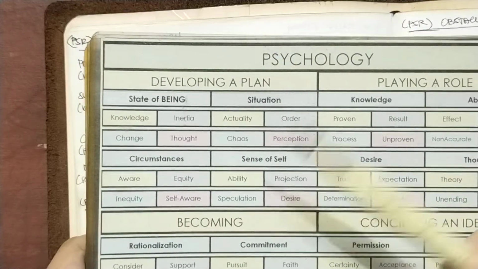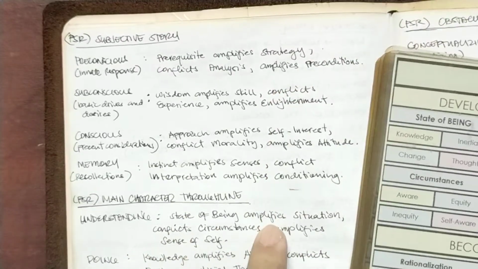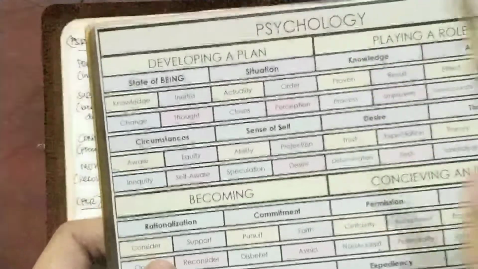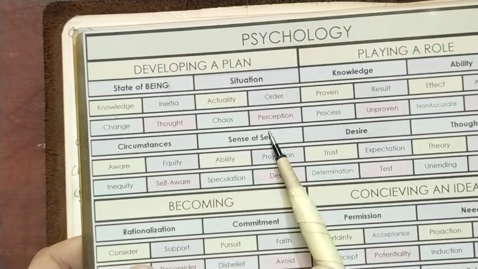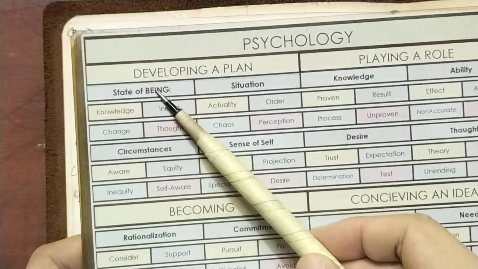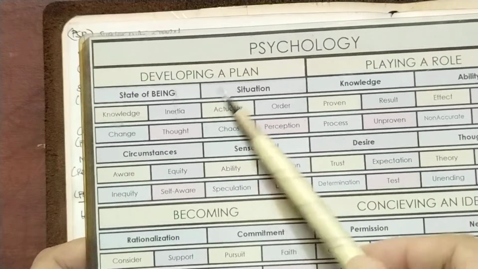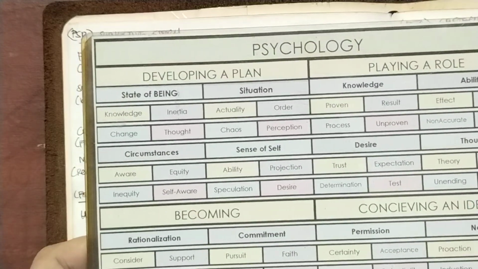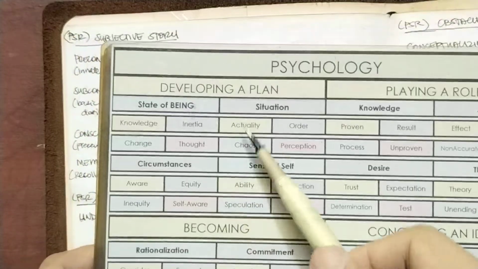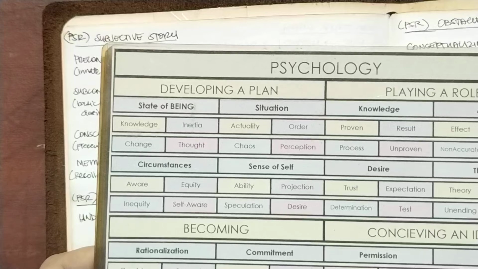Okay, so how I use that is like this. The structure given to us here is state of being, situation, circumstance, and sense of self, right? So how I use it is whenever something crosses like this, either up or down, I take that as a conflict. Okay, it's something that smashes into each other because these points are actually opposite points when you study the theory.